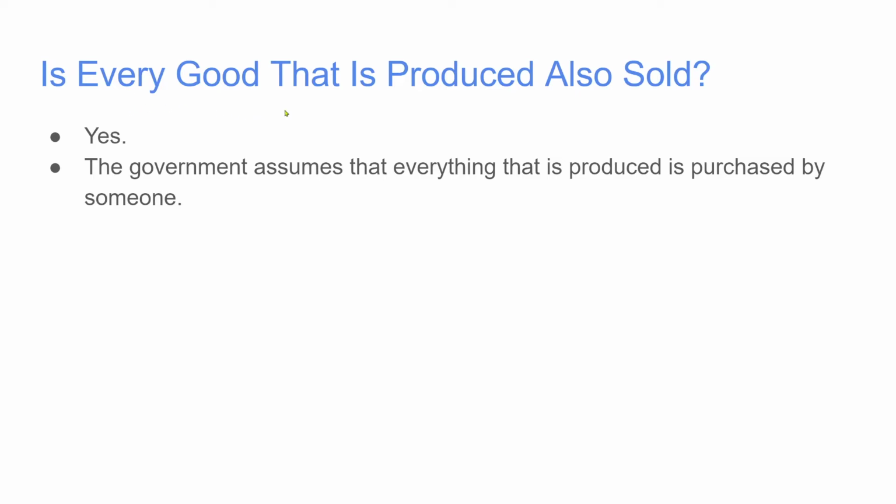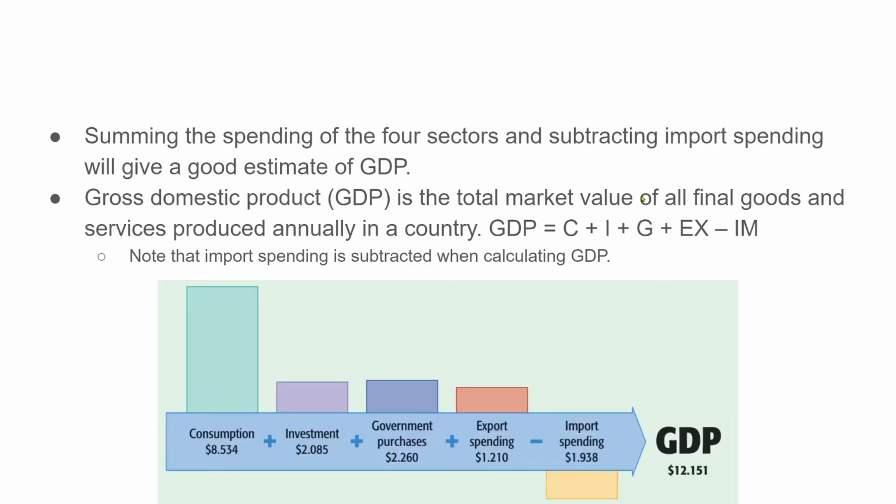All right, is every good that is produced also sold? Yes. Does that mean they actually are? No. But for economics, we have to make the assumption that anything that's produced is also sold. Otherwise, you couldn't actually figure this out right here.